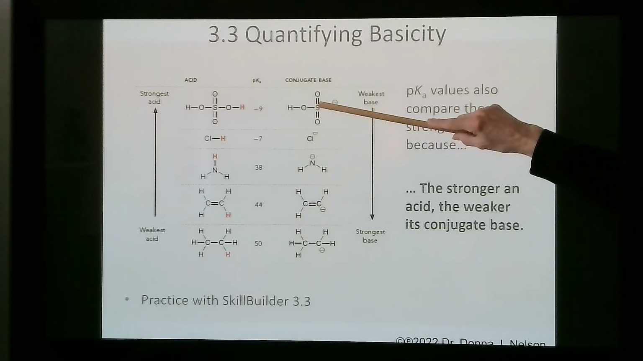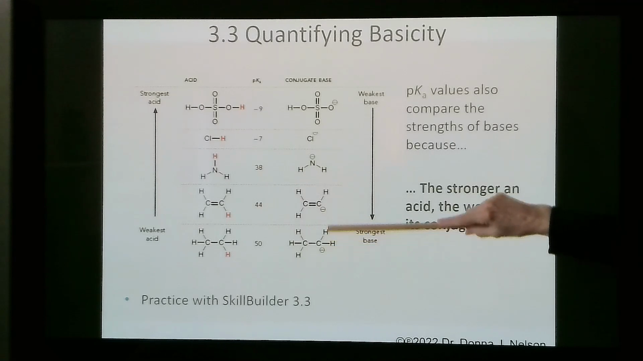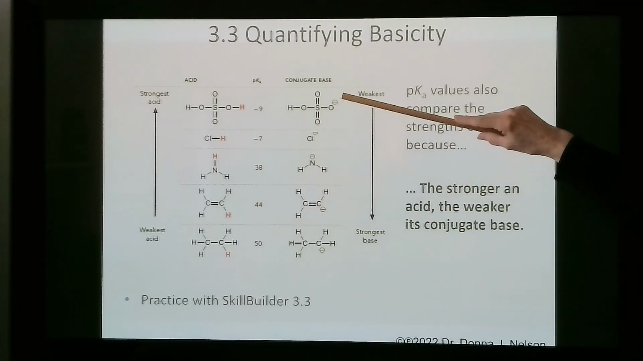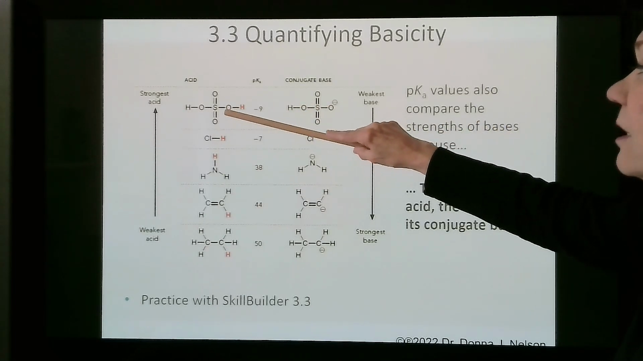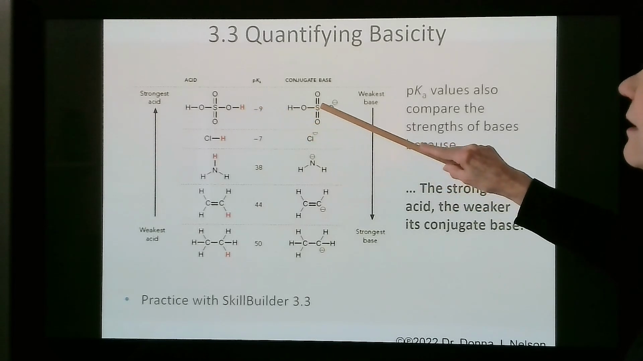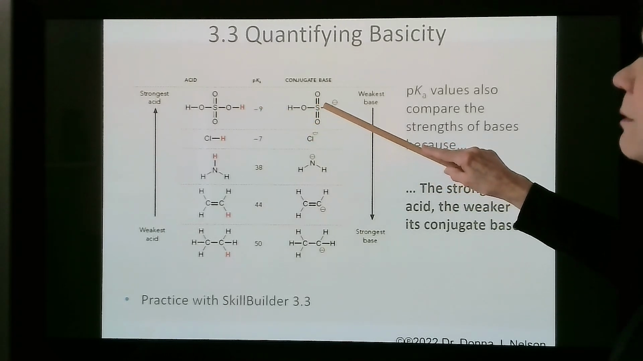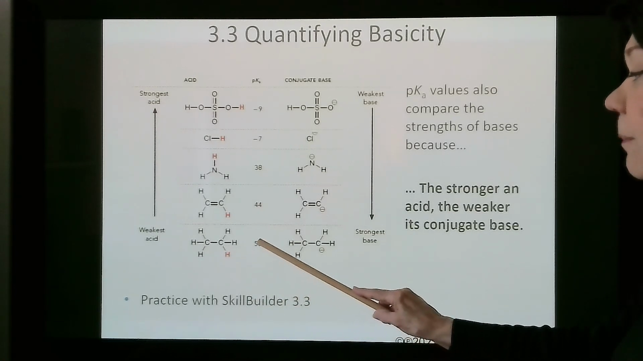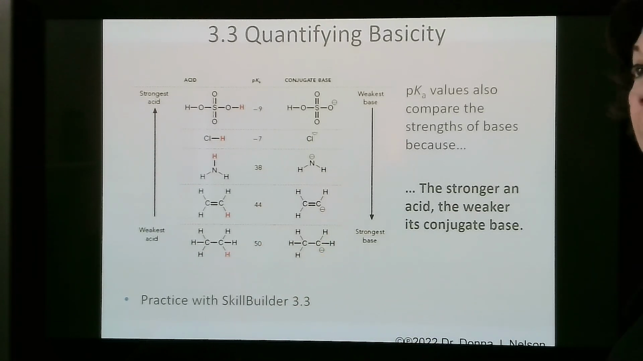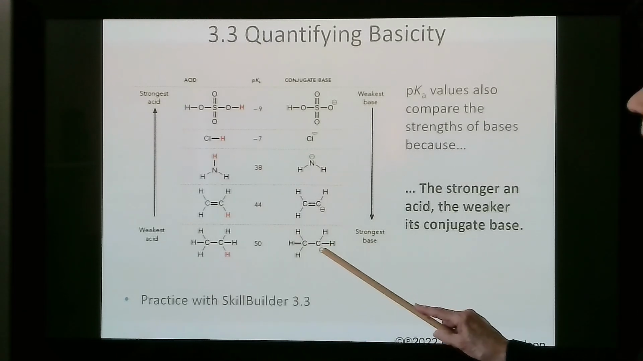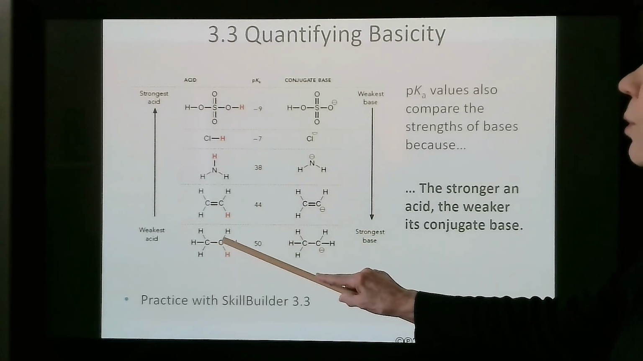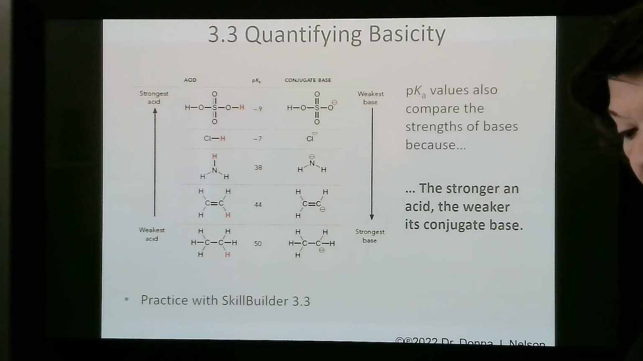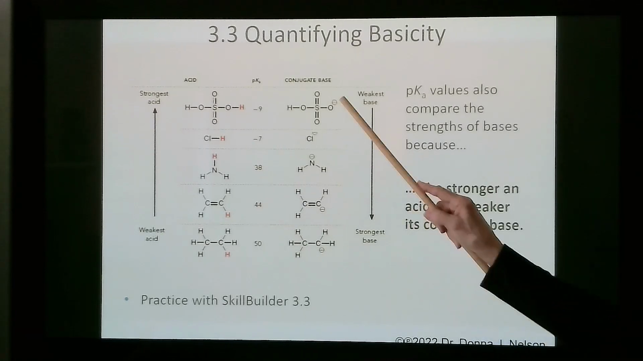Here, the pKa values also compare the strengths of bases, because if the acid is very acidic, then that means that the conjugate base is not going to be strong at all. On the other hand, if the molecule is a very weak acid, as in this case with a pKa of 50, that means that this base is going to be an extremely strong base and get protonated here and revert back to ethane, which is a very, very weak acid, pKa of 50. So this is an extremely strong base. So the pKa's also tell you about the conjugate bases.